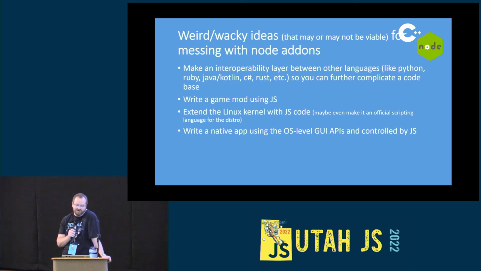Like, for instance, make an interoperability layer between other languages like Python, Ruby, Java, Kotlin, C#, Rust, etc. So you can further complicate a code base. You can write a game mod using JavaScript. You have the ability with these Node add-ons to be able to call functions in either direction, either the C++ functions inside of Node or the Node functions inside of C++. So in theory, as long as you have the ability to build toward that target, you can totally do that. There are some similar sort of things that I was mentioning up there about some other weird and wacky ideas that you can maybe play around with if you really, really want to.